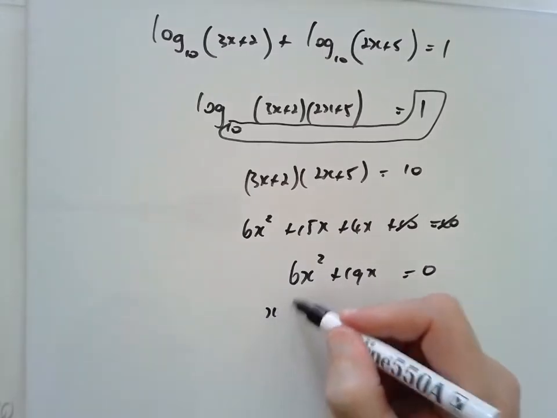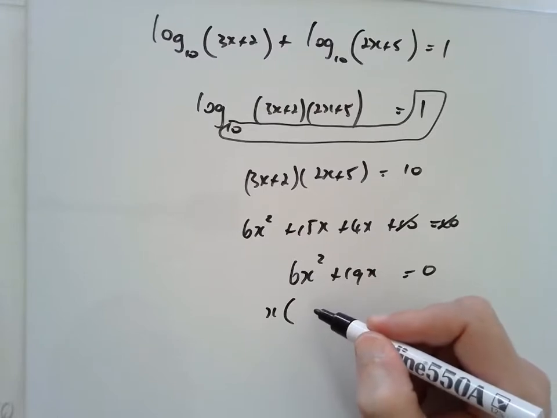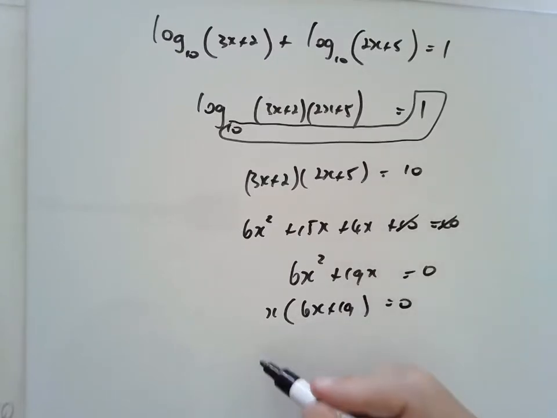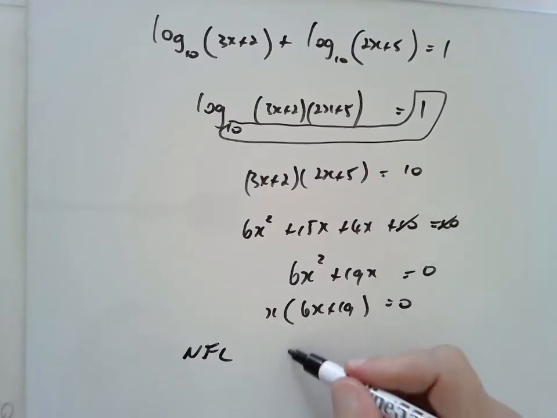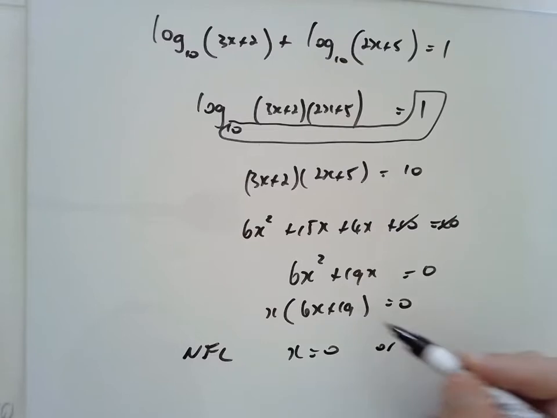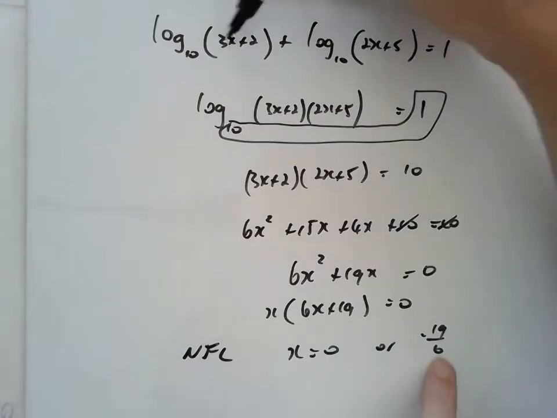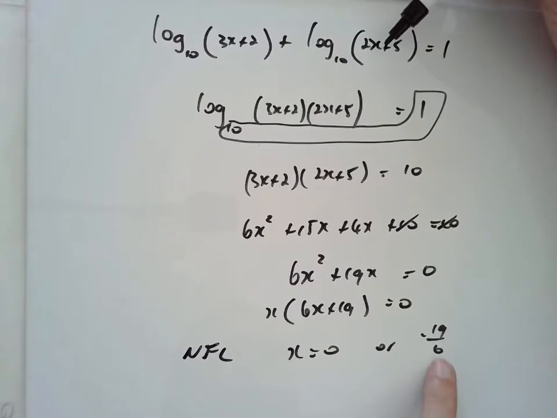Let's pull the x out because I want a factor. And then I'm going to apply my null factor law now because it's equal to null. x equals 0 or negative 19 on 6. We're expecting to get 2 answers, aren't we? Because it's quadratic. The only thing with logs is we just want to make sure that our answer can actually go back up into this equation and not make nonsense.